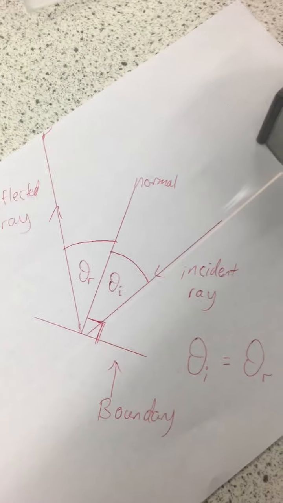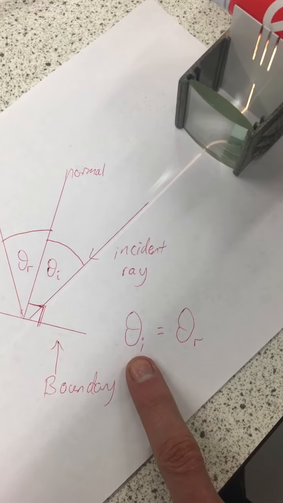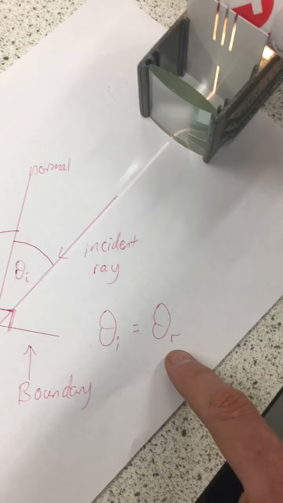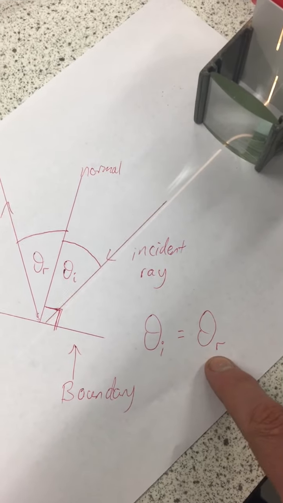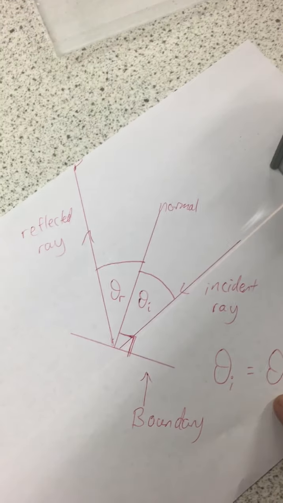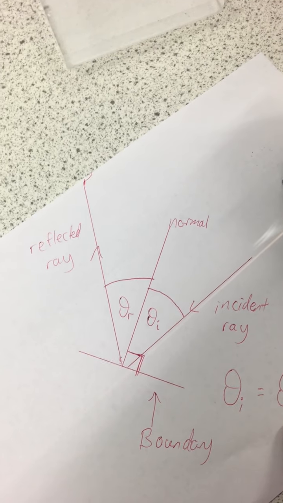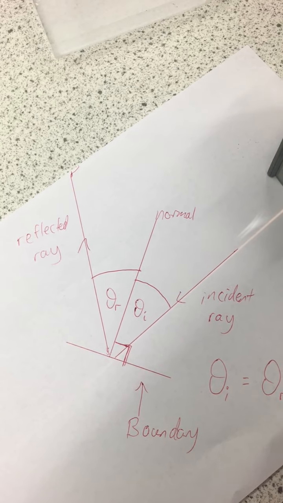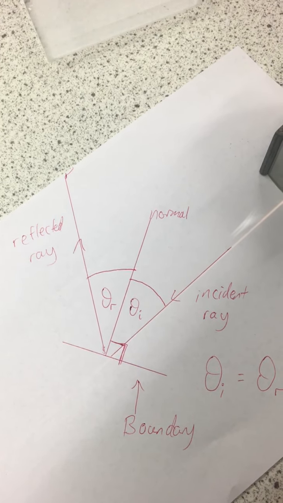What we know about reflection is that the angle of incidence, that's I for incidence, is equal to the angle of reflection, that's R for reflection. And that tells us what happens in reflection, which is when a wave changes direction at a boundary without crossing the boundary.